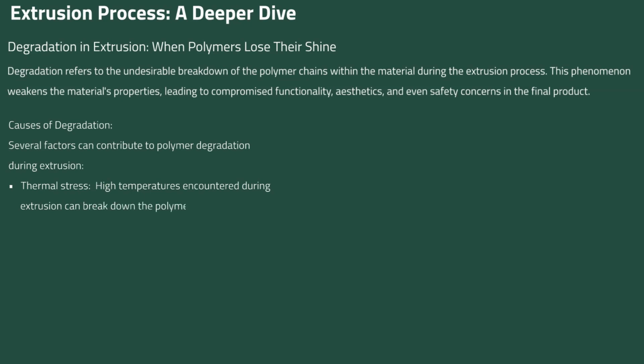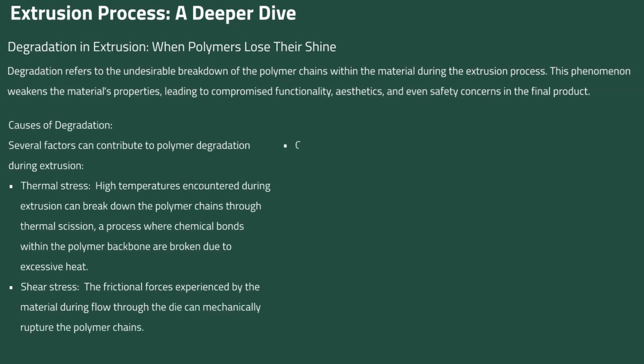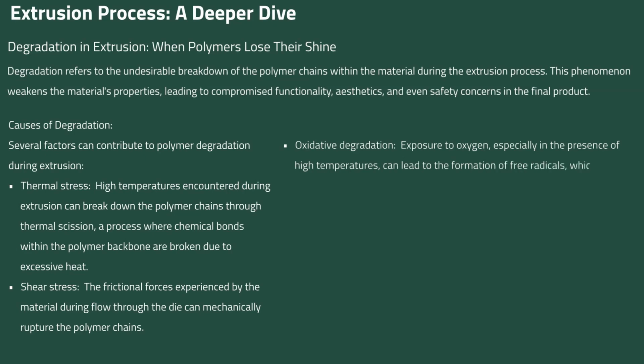Thermal stress. High temperatures encountered during extrusion can break down the polymer chains through thermal scission, a process where chemical bonds within the polymer backbone are broken due to excessive heat. Shear stress. The frictional forces experienced by the material during flow through the die can mechanically rupture the polymer chains. Oxidative degradation. Exposure to oxygen, especially in the presence of high temperatures, can lead to the formation of free radicals, which further degrade the polymer chains.